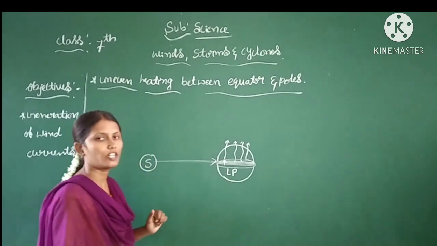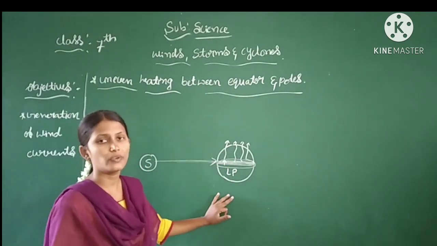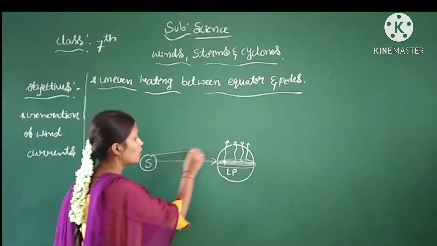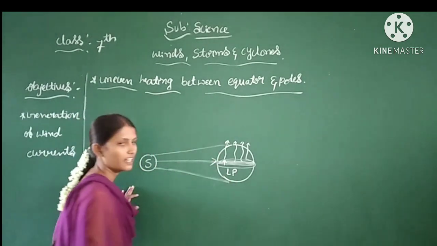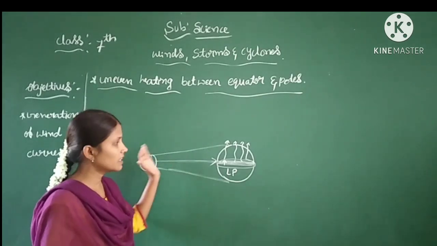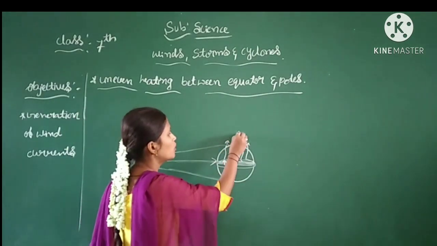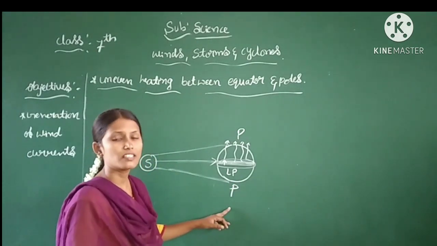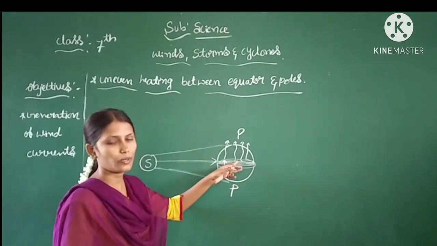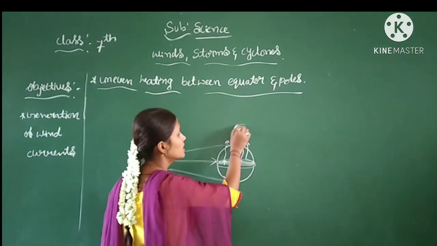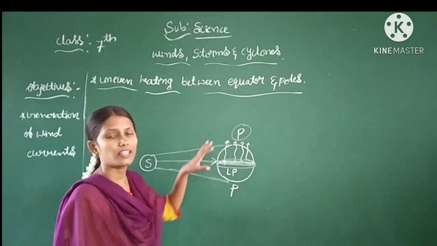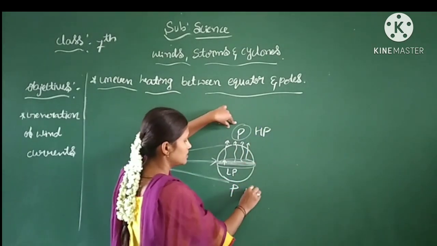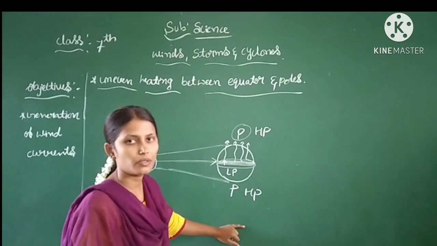Also we know that the poles of the earth receive less sunlight because the sunlight falls on the poles in an inclined manner. The poles receive less temperature, less sun rays as compared to the equator. Because of the lower temperature, the air pressure at the poles is high.